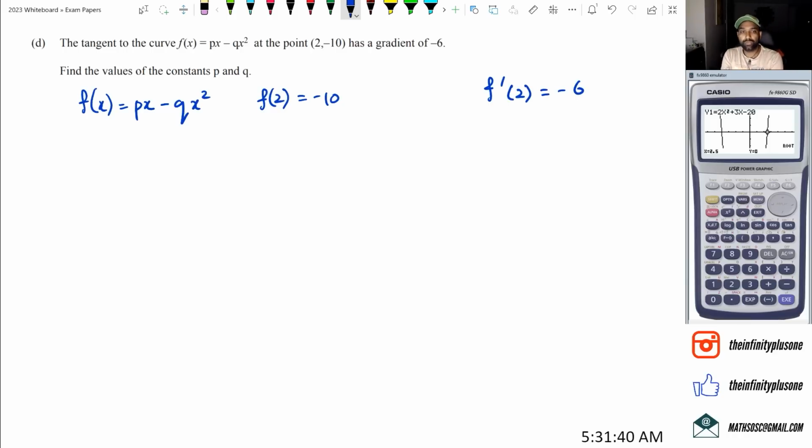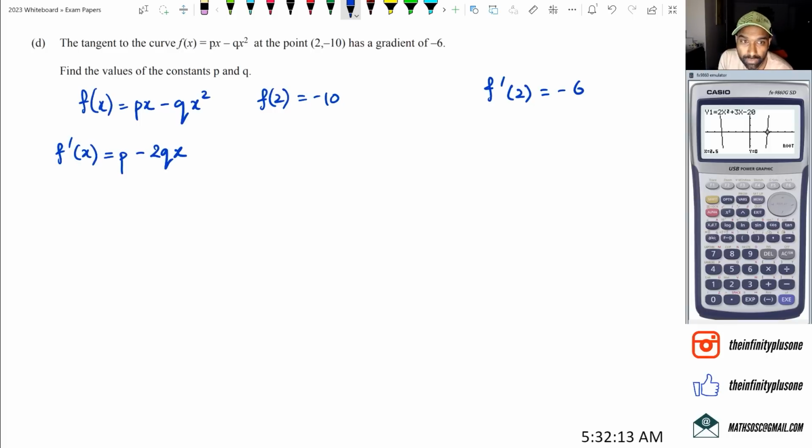Now there's a reason why I wrote it like that, because you can see they're asking you to find the values of constants p and q. We've been given 2 bits of information, so it's pretty obvious we're working with simultaneous equations, but we'll get there. So the first thing is f of x. Now we know that f dash of x, we can differentiate here, and we're going to get p minus 2qx. So that is your derivative.